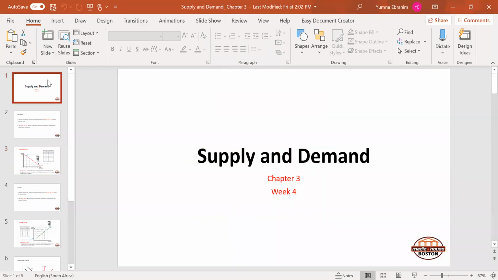Okay, hi folks, and welcome to this session on supply and demand. Supply and demand is a very crucial section in your study of microeconomics. You have to be able to explain what is supply, what is demand, and then also be able to illustrate the graphs as we're going to do in this recording.